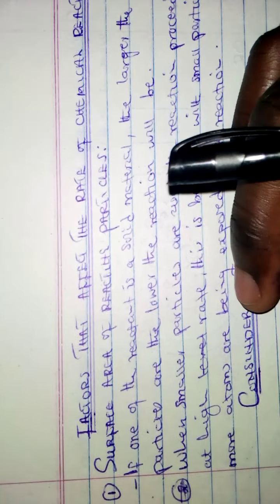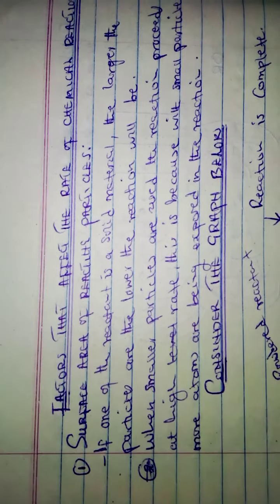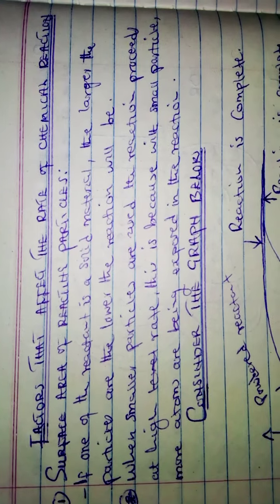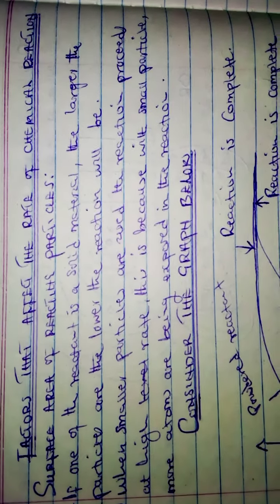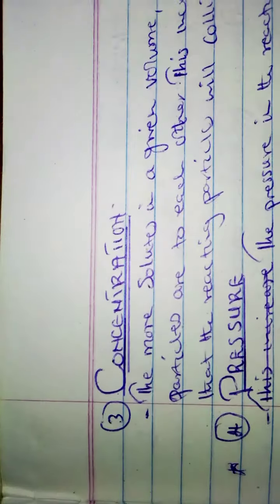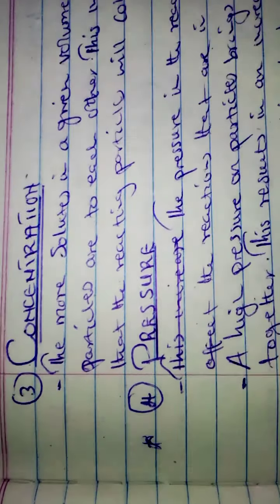So now, what factors affect the rate of chemical reaction? One factor is the size of particles. Now, when we are talking about size of particles, we are talking about the surface area. Meaning, for example, when the reactants are in powdered form, the rate of reaction will be quicker than those that are in large particles. Number two, it's concentration. For concentration, the higher the concentration, the higher the rate of chemical reaction.